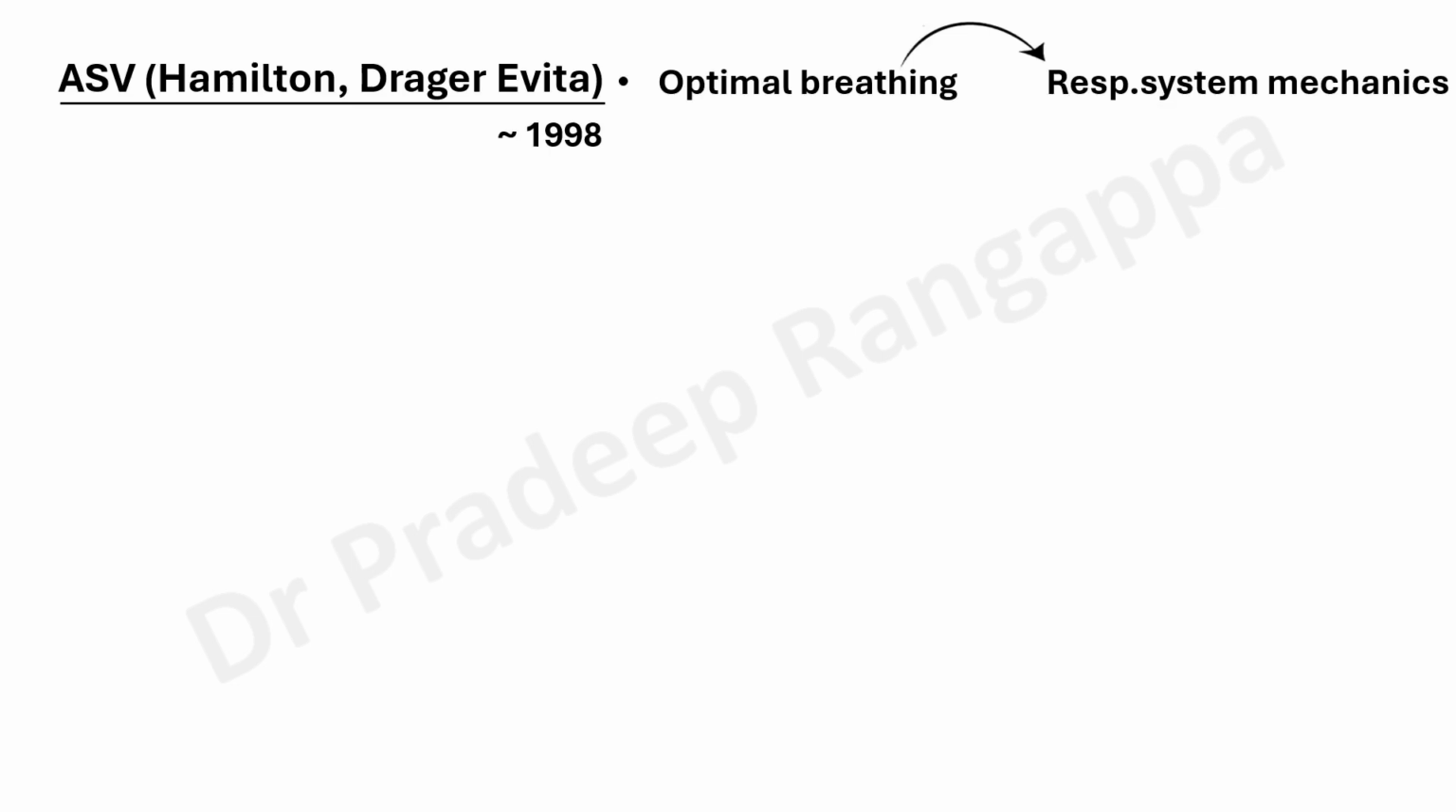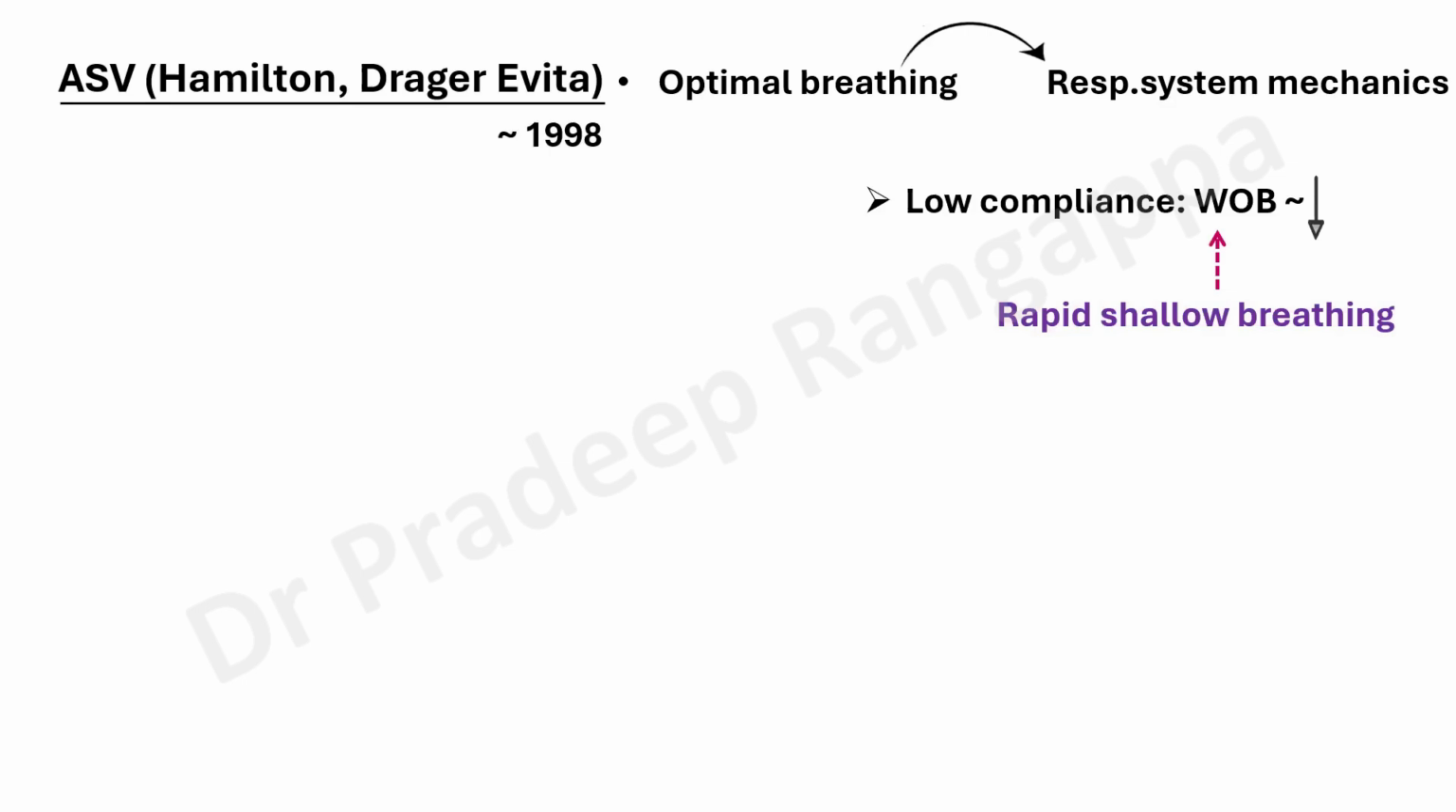In patients who are spontaneously breathing, the respiratory system mechanics are analyzed. If the patient has a low compliance due to ARDS or pneumonia, the natural effort of the patient to reduce the work of breathing is rapid shallow breathing. That's a natural response when a patient has a low compliance system. So he has pneumonia or ARDS, he will breathe fast and it will be rapid shallow breathing, with an intent to reduce his work of breathing.